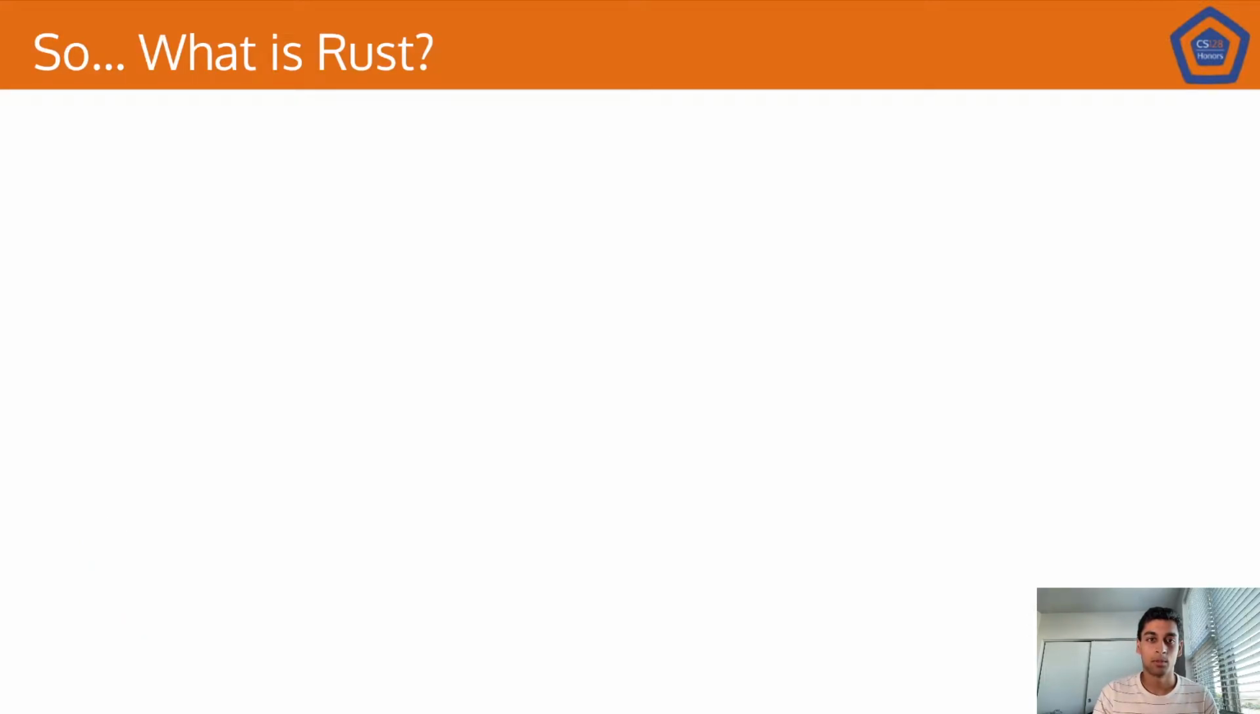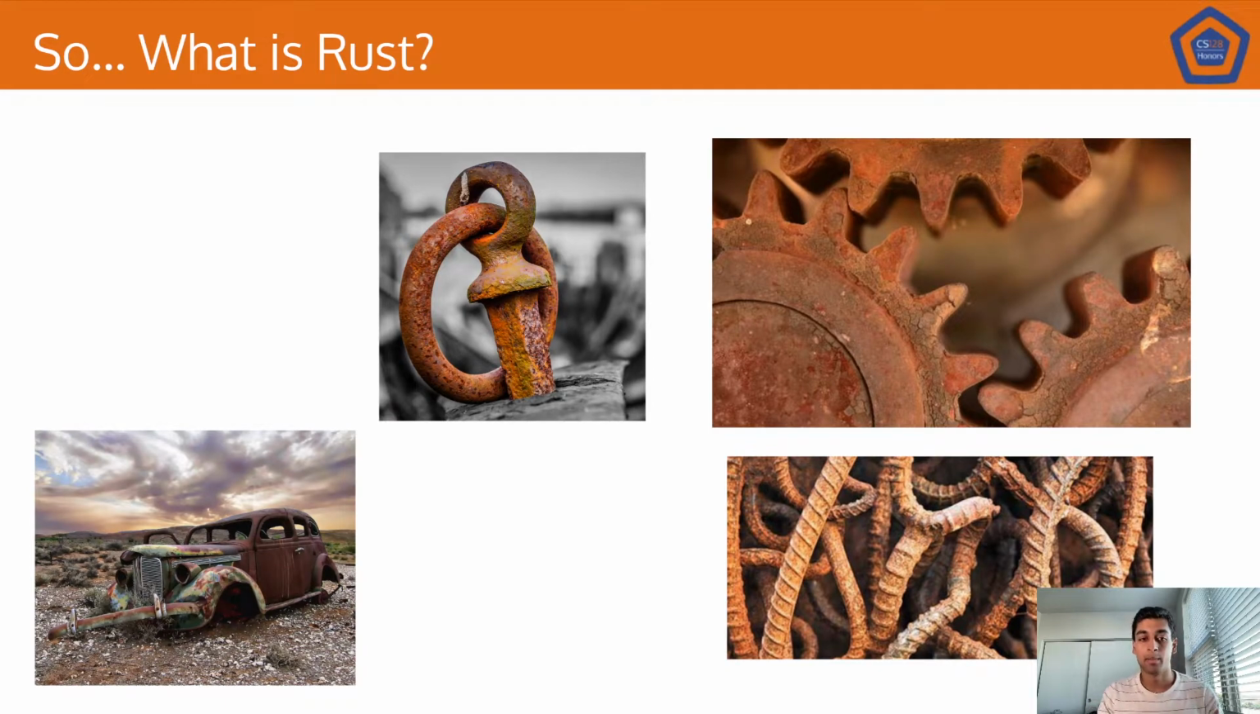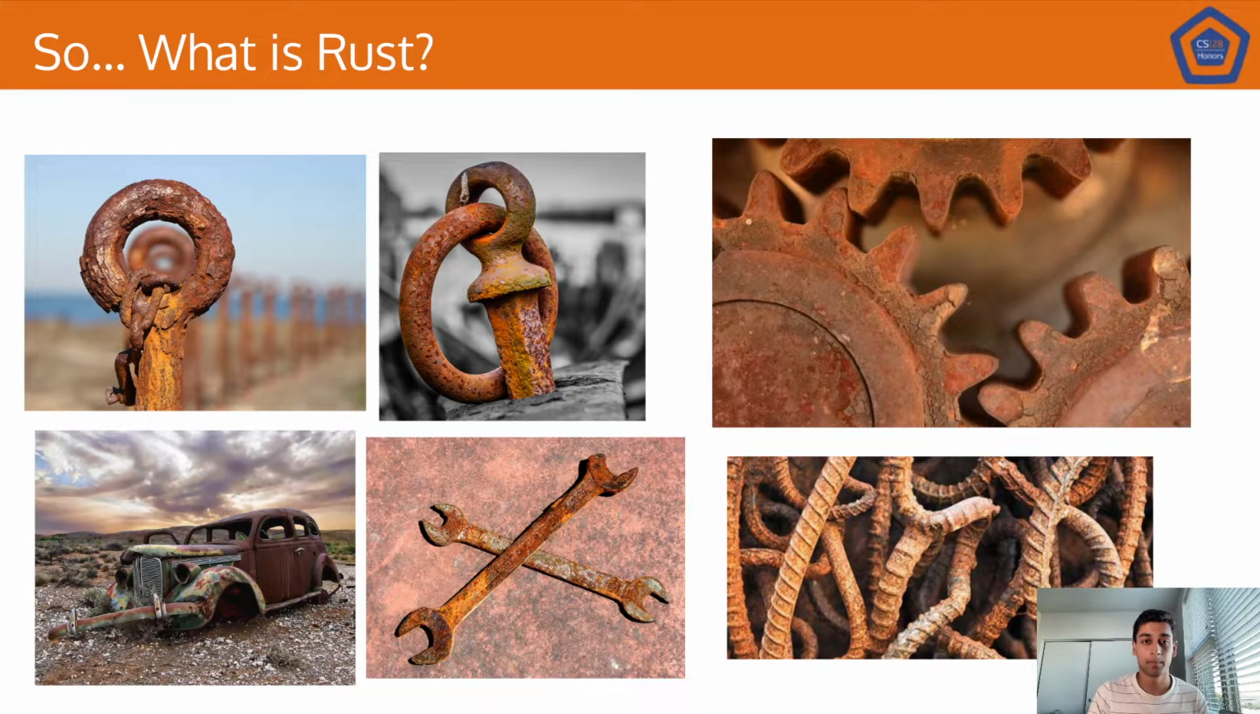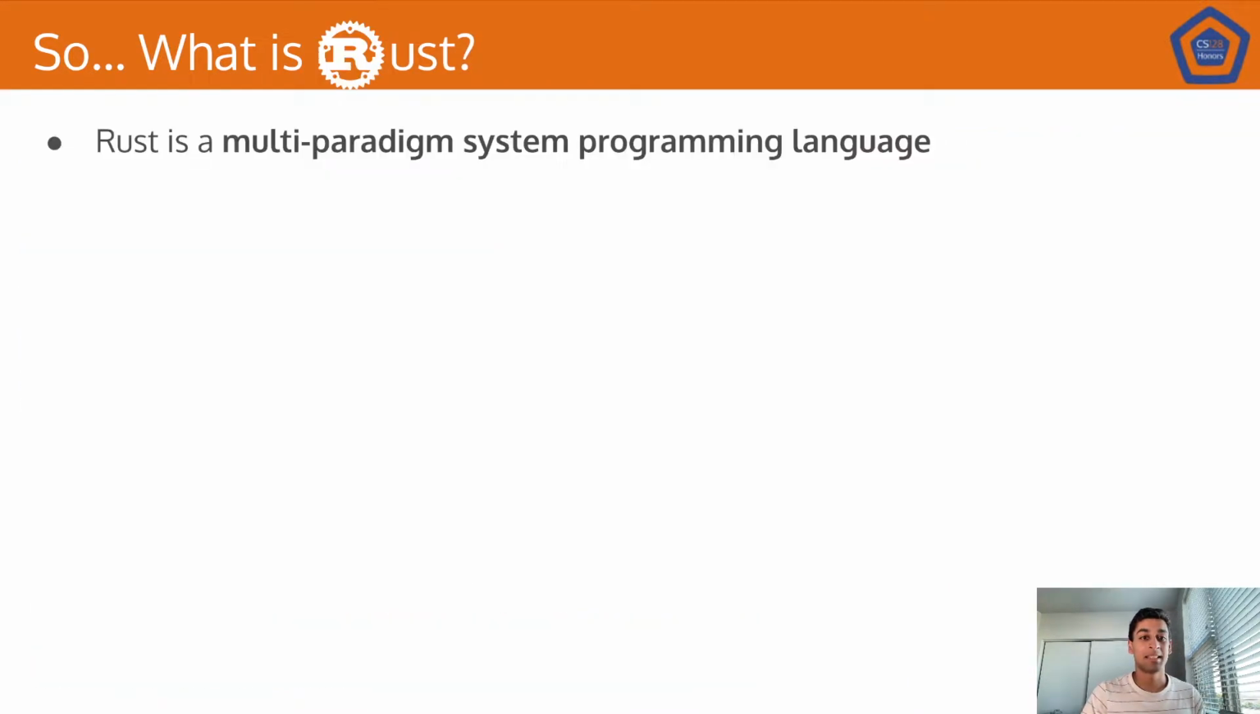Okay, so with all this talk about Rust, we should first formally introduce you guys to the concept. So what is Rust? Well, Rust is an iron oxide, usually reddish-brown, formed by the mixture of iron and oxygen in the presence of water or air moisture. No? Okay. Well, Rust is actually a multi-paradigm systems programming language.